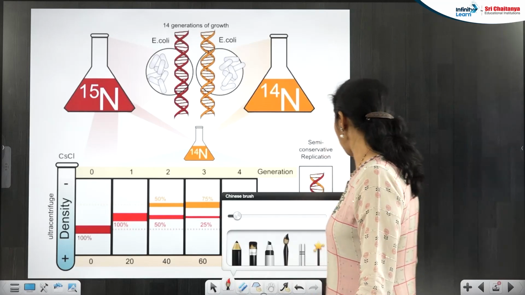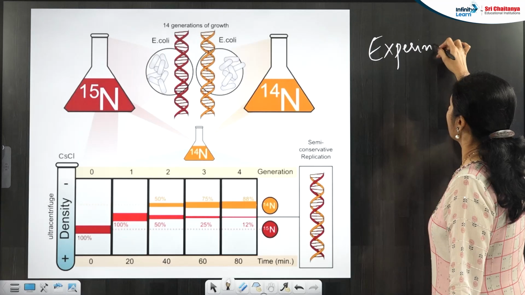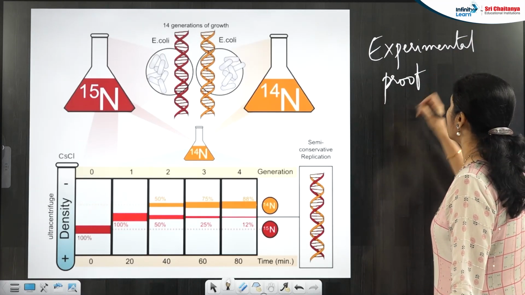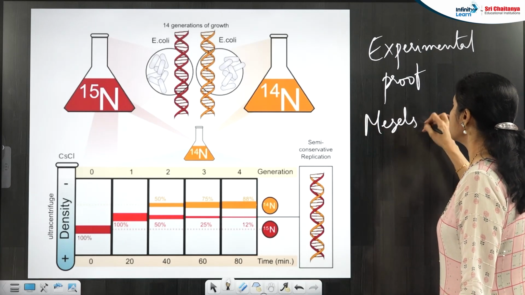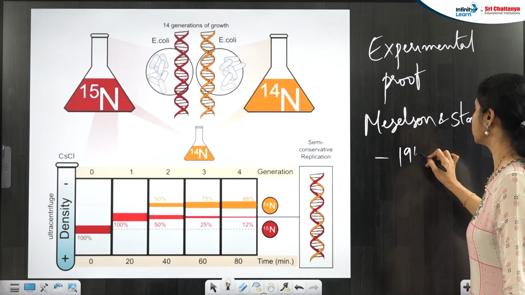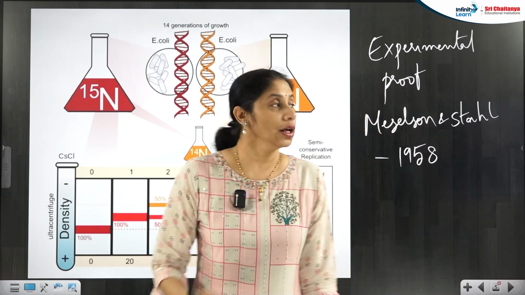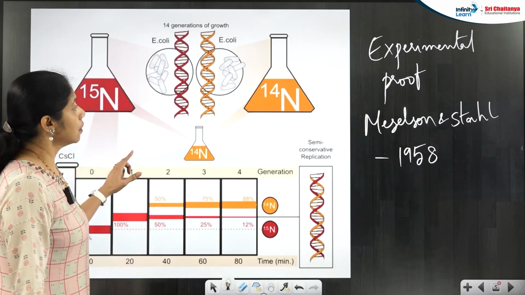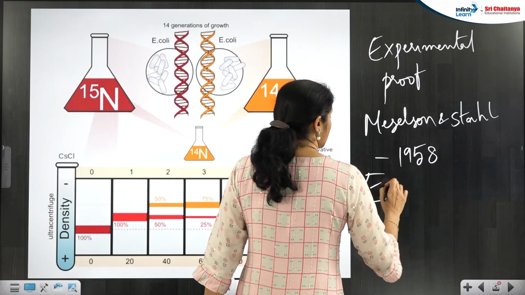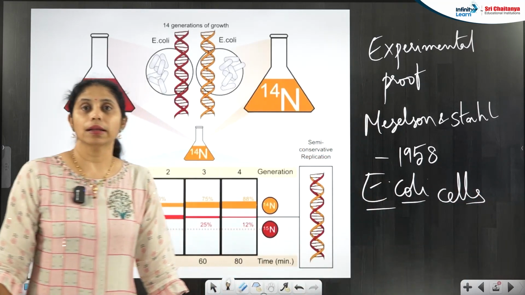Now this is the experimental proof which was given. Experimental proof that was given by Meselson and Stahl in the year 1958 to show that it is semi-conservative replication of DNA that is happening here. If you see here, they have taken E. coli, Escherichia coli cells for their experiment for the first time.